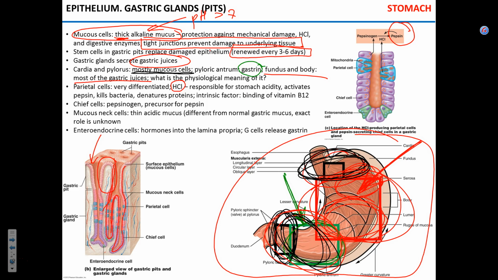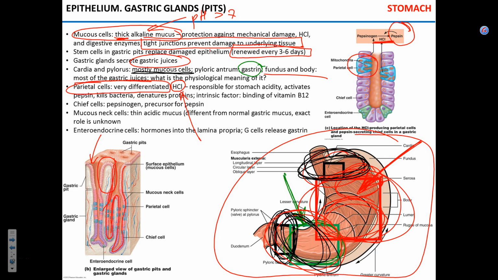So, which cells produce digestive chemicals? So, parietal cells, terminally differentiated cells, basically very specialized, produce hydrochloric acid. This is the chemical, the acid, that gives the stomach its acidity, pH 3. It is also necessary for the activation of pepsin. You see, hydrochloric acid activates pepsin. It denatures proteins.